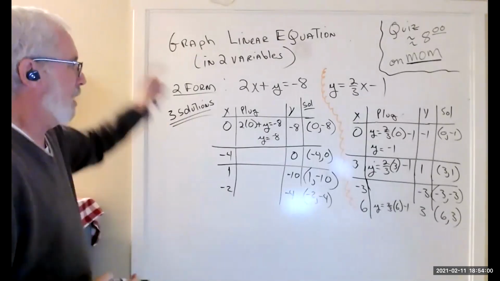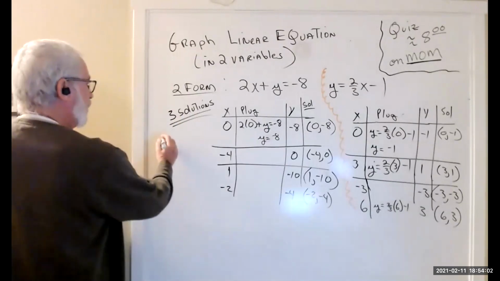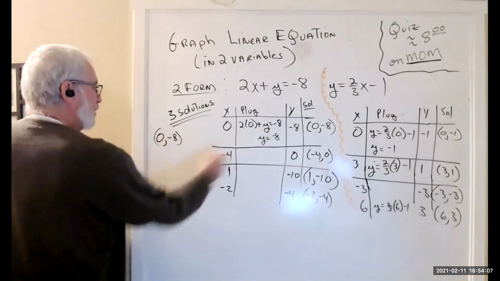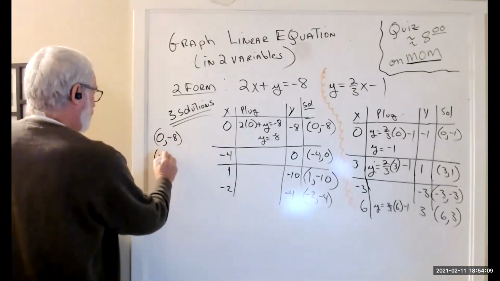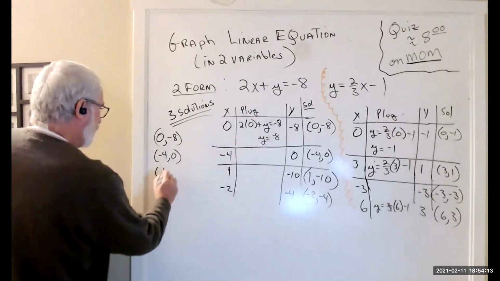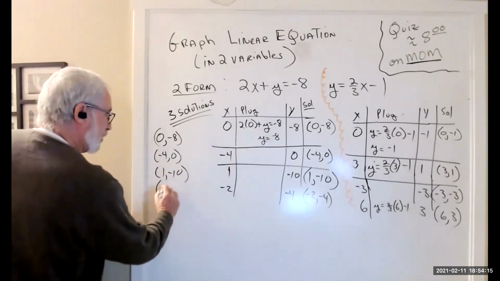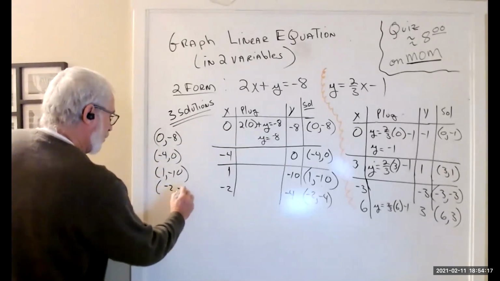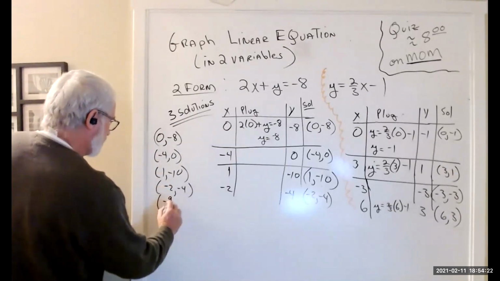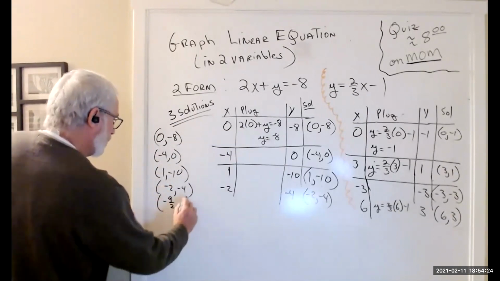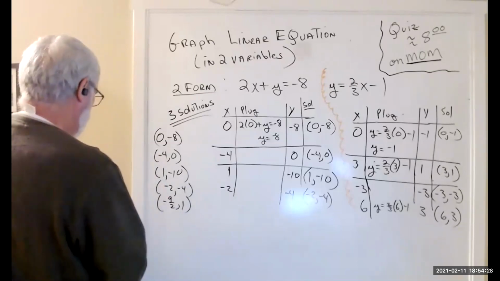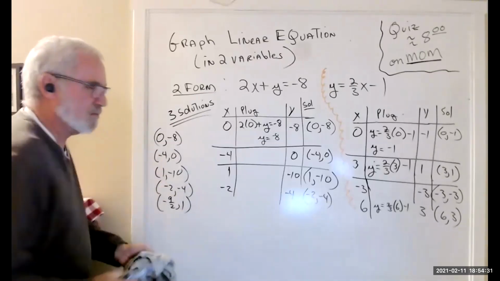Okay, so I want to copy these over here because I want to make some room. This is 0, -8. This is -4, 0. This is 1, -10. And we had -2, -4. And what'd you say? -7/2 or 9/2, comma 1. Was that the last one? I think that's what you said. Yeah, I had -4.5 or 4. Yeah, that's fine.